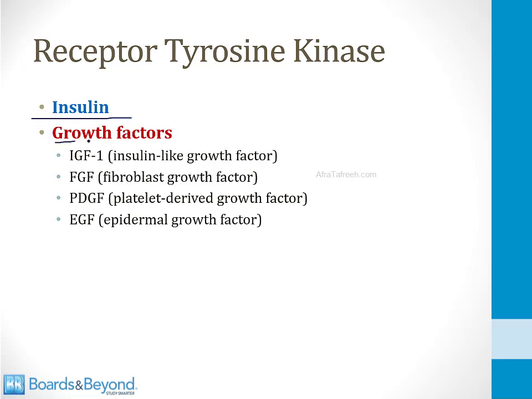Also, a number of growth factors work through receptor tyrosine kinases. These include insulin-like growth factor 1, fibroblast growth factor, platelet-derived growth factor, and epidermal growth factor. And these are easy to remember because they all have GF in the name of the substance.